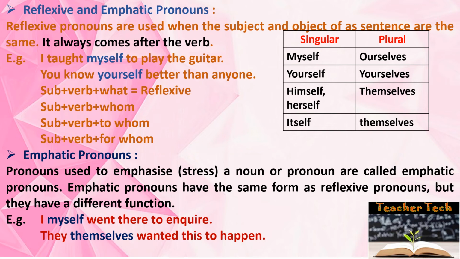Again I am repeating. First example, reflexive, you see. I taught myself to play the guitar. I taught whom? The answer is myself. So it is a reflexive pronoun. I hope you understood this exercise, children.